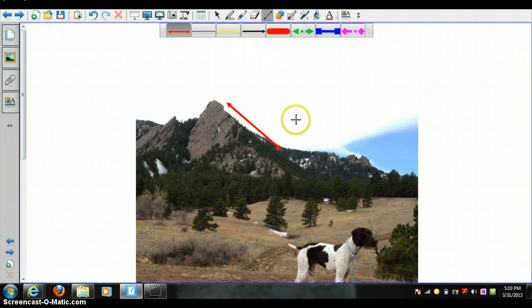And that's my little dog in the picture. He had fun climbing that. So that's what we're going to be doing this week.